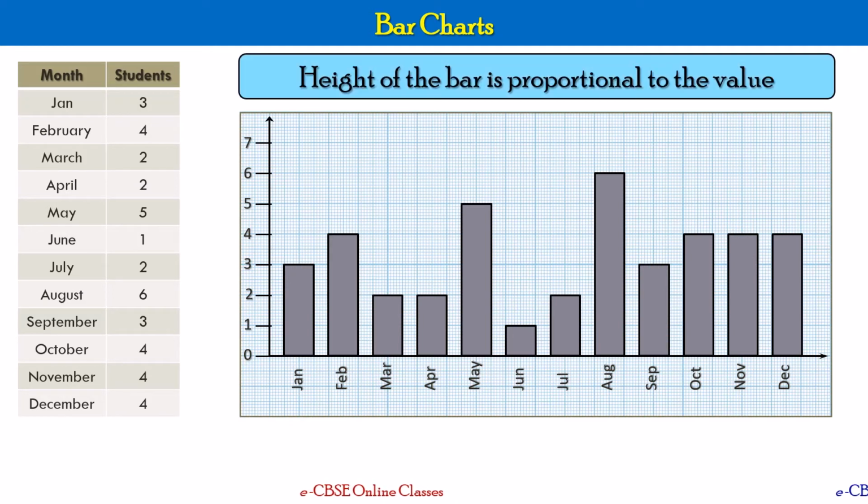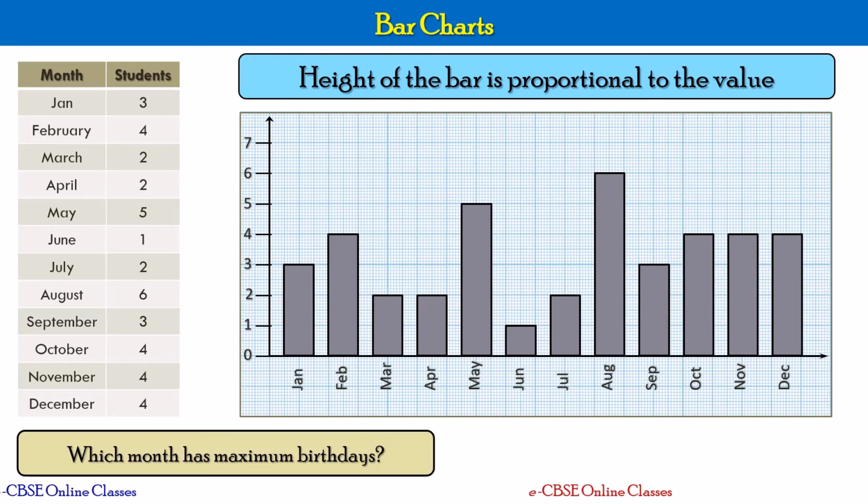As I said, the height of the bar is proportional to the value. Here, the width of the bar doesn't really matter. So in the bar charts, remember that only height of the bar is really important, and it is proportional to the value.